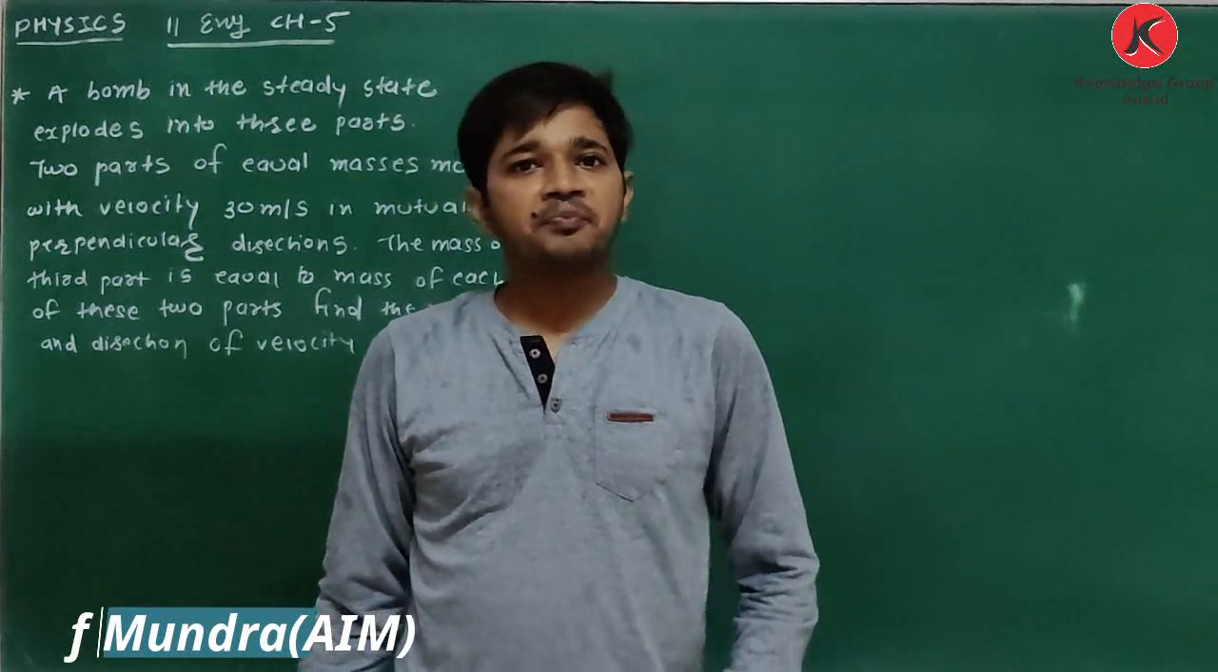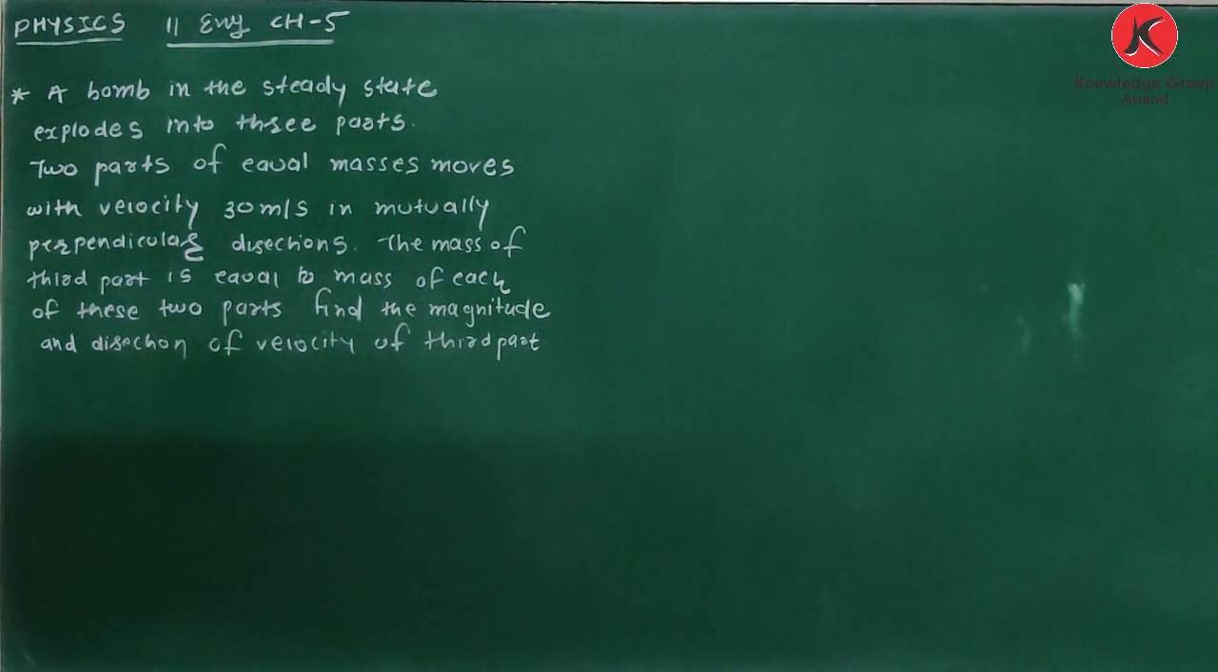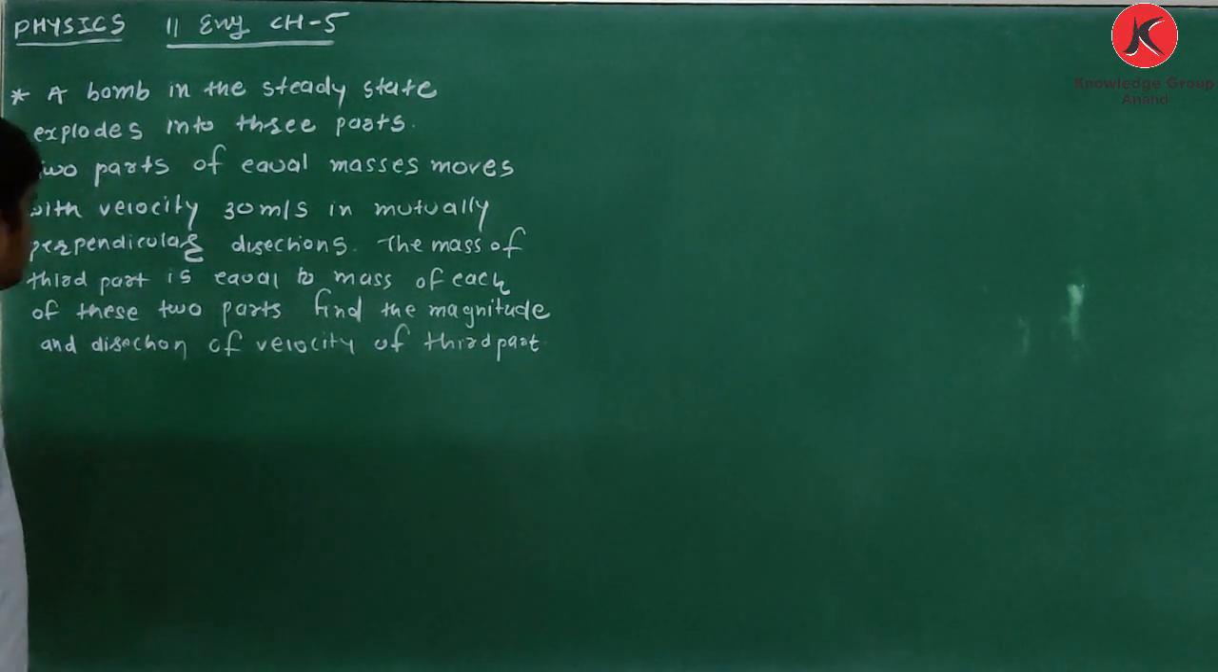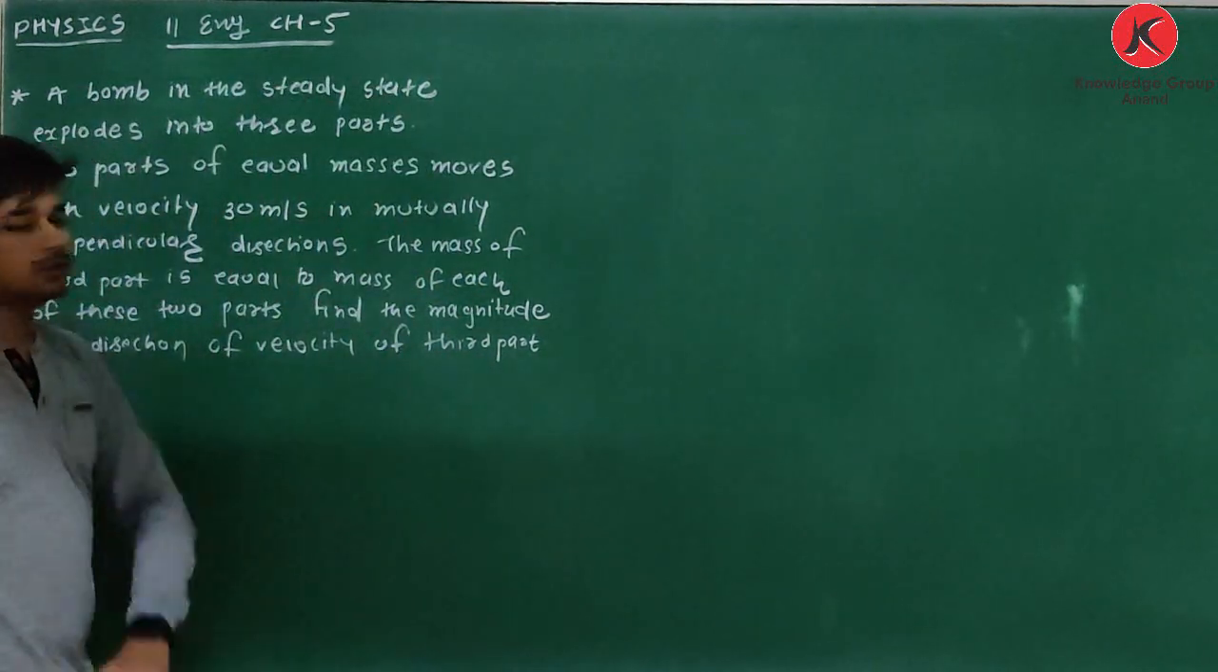Laws of motion. In this lecture we will discuss some questions. A bomb in the steady state explodes into three parts. Two parts of equal masses move with velocity 30 meters per second in mutually perpendicular directions. The mass of the third part is equal to the mass of each of these two parts. Find the magnitude and direction of velocity of the third part.